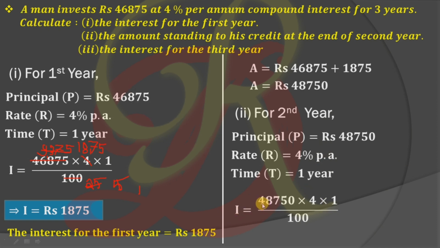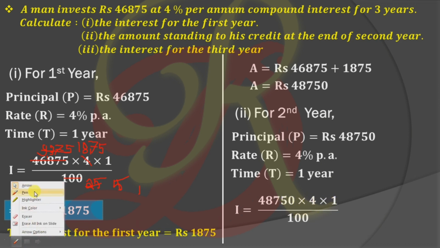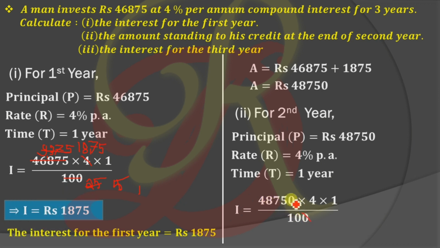So I is equals to 48,750 into 4 into 1 whole divided by 100. So the 1 0 and 1 0 will get cancelled. 5 2s are 10 with the 5, 9s are 45, 46, 47, 48, 5 7s are 35, 36, 37, 5 5s are 25. Now 2 1s are 2, 2 2s are 4.